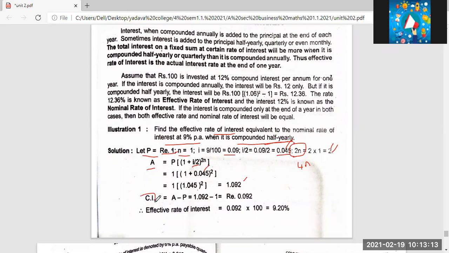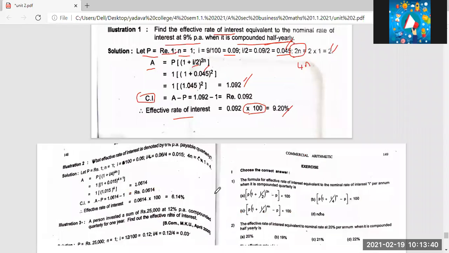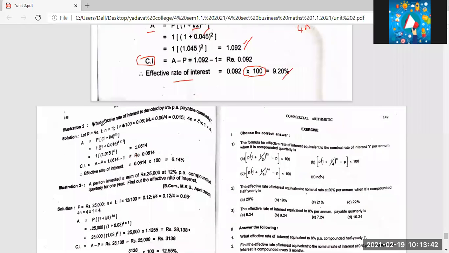So the compound interest formula is A minus P, amount minus principal. Amount we have found is 1.092. Principal we have assumed it 1 rupee. So when we subtract it, the rate of interest is 0.092. When we consider the rate of interest, we have to multiply by 100. When we multiply it by 100, 9.20%.